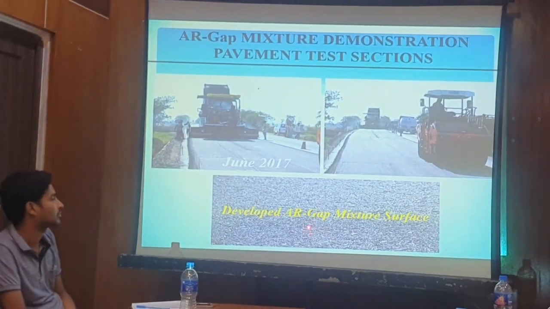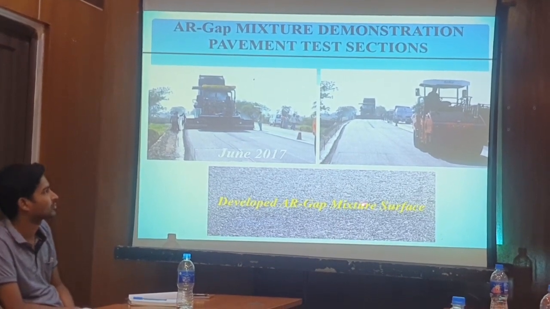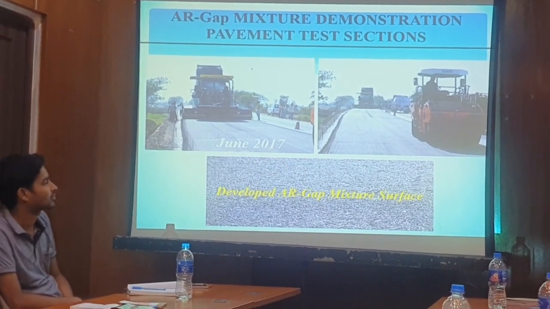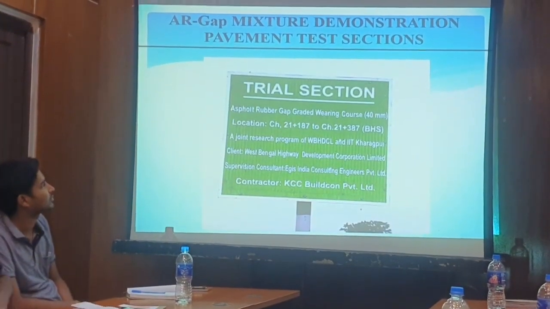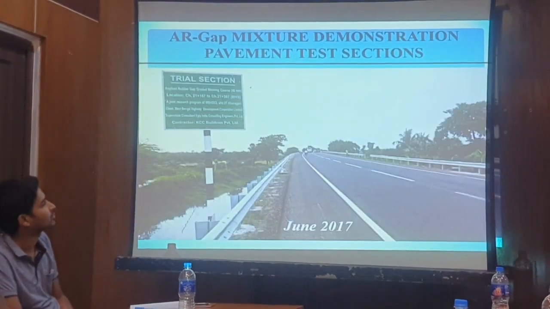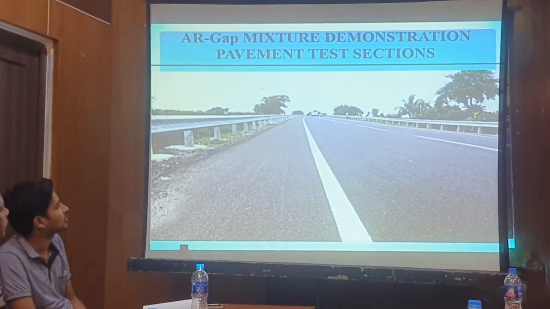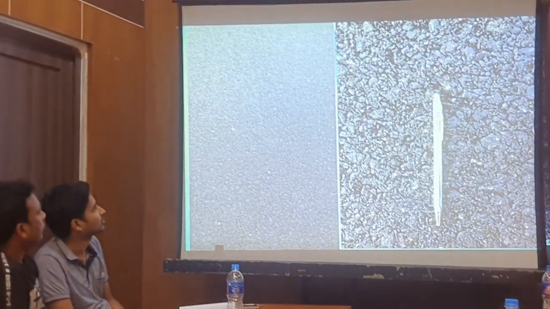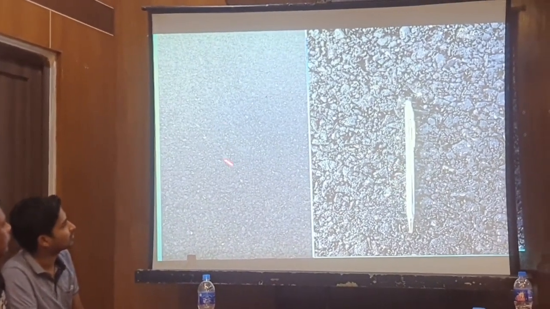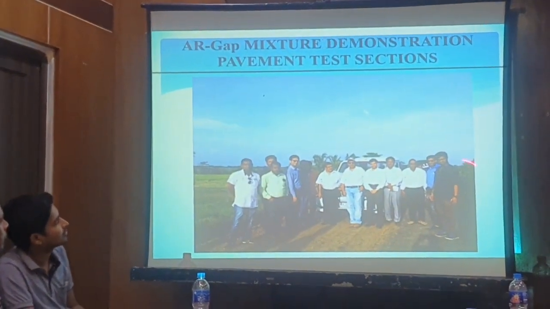This has been done on Shiakhala Chanditala Road of West Bengal Highway Development Corporation in June 19. It was done, and there's a board for this where it was done. It was done like that, and this is the texture. Okay. Soon after the laying and compacting, and after a few months, and this is the team behind that.